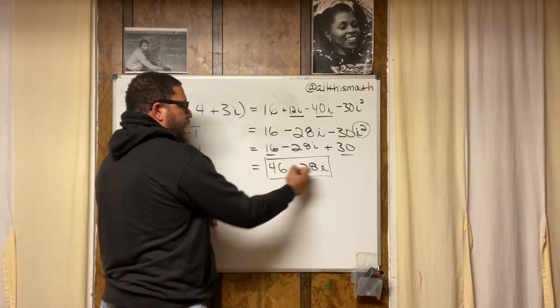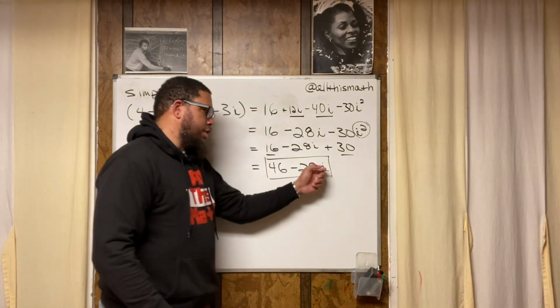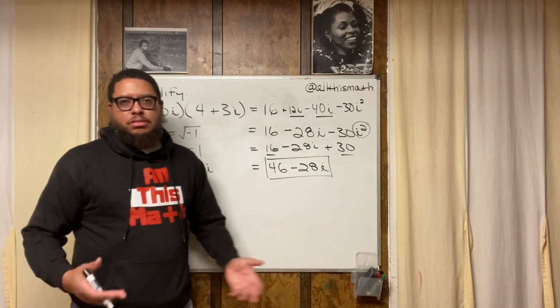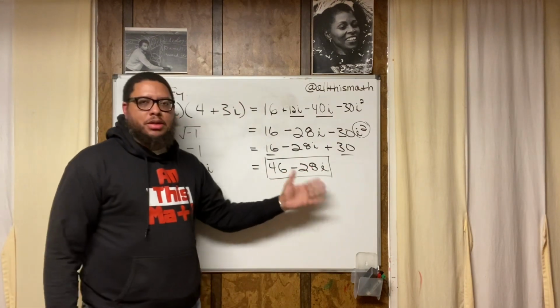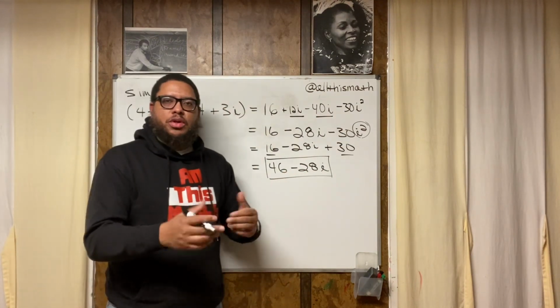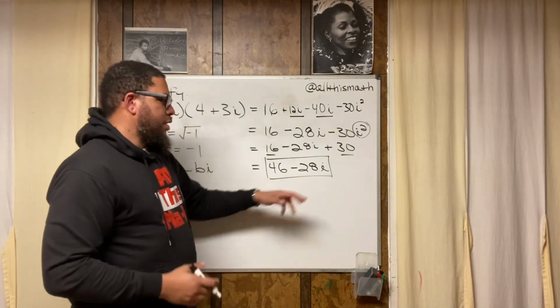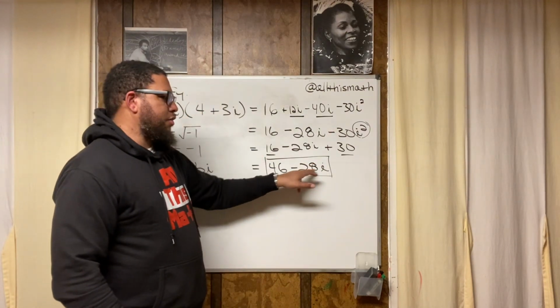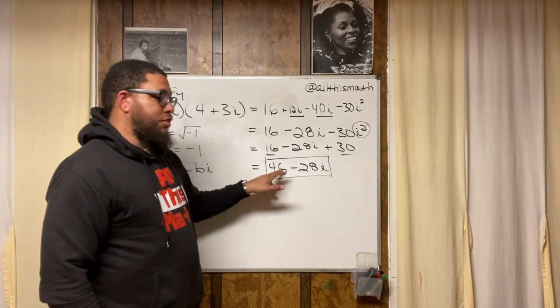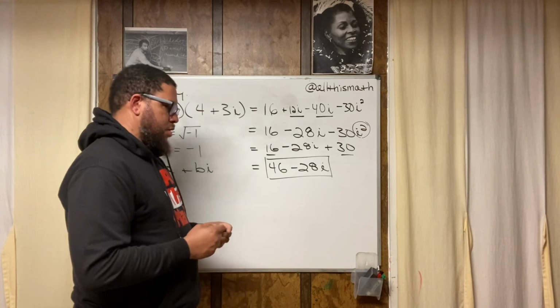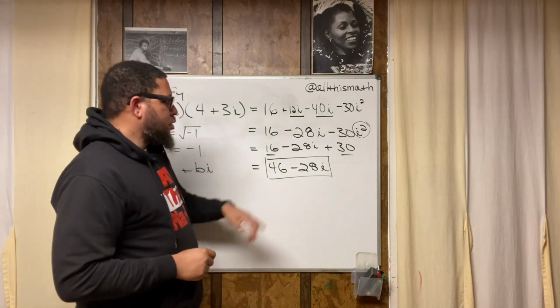Because you cannot combine these two, because this is real and this is not. Just like a real person and a fake person can't really, they might be in the same space, but they can't really roll together like that. So you can't combine these two, right? Because that's imaginary. That's negative 28i. That's 46. 46 is real. Negative 28i is not real. It's imaginary. So this is the final answer.